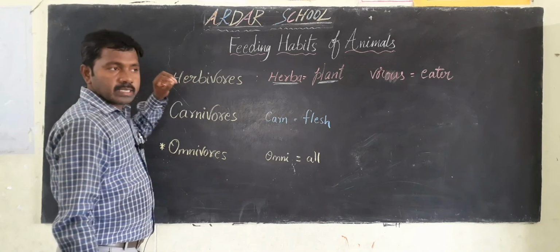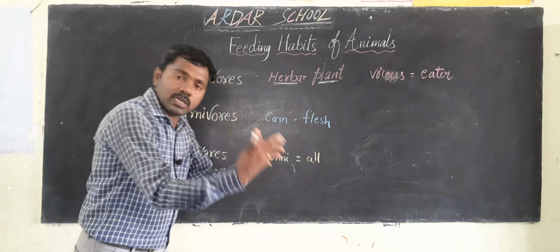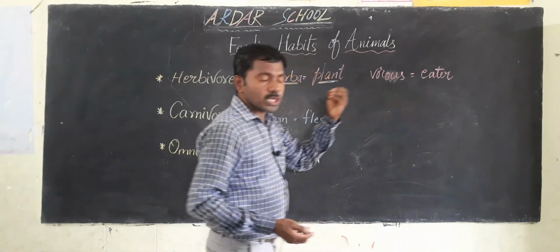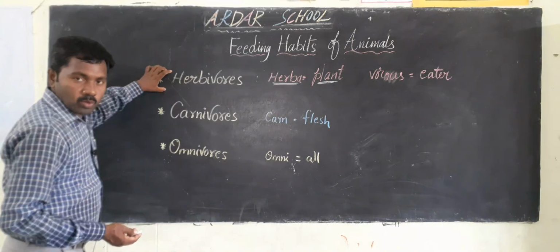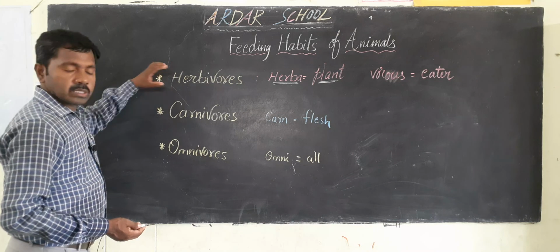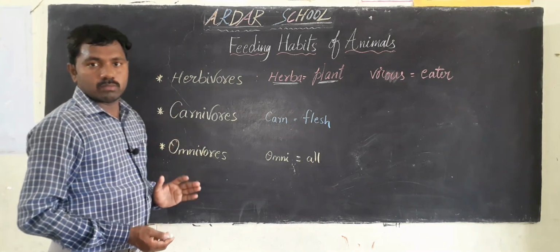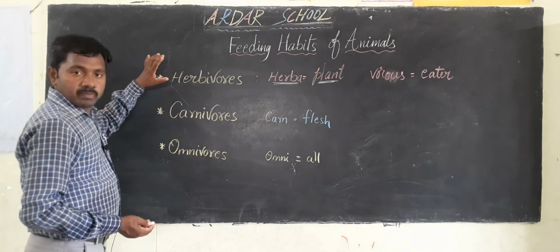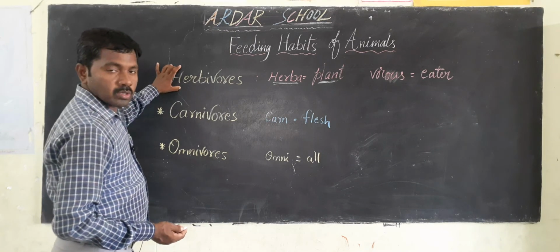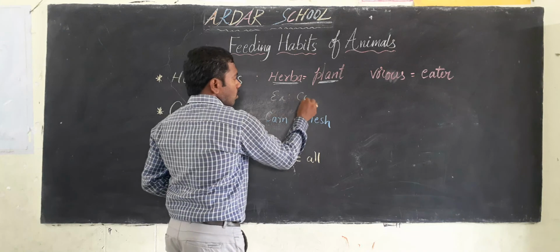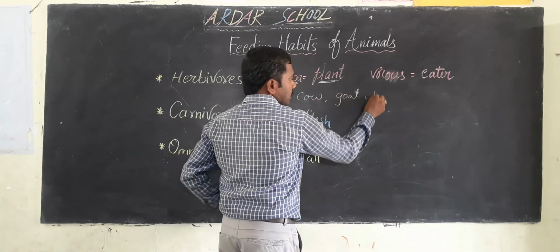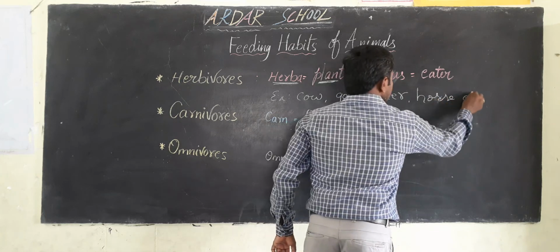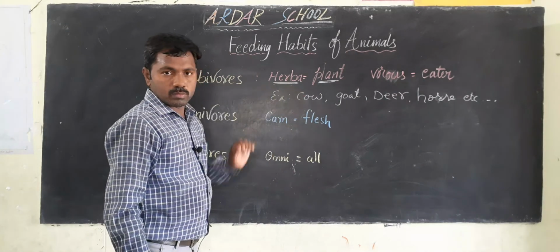Animals that eat plants and depend completely on plants for their food are called herbivores. Herba means plant, vorous means eater. Examples: cow, goat, deer. Say some more: horse, and so on. Those are some examples.